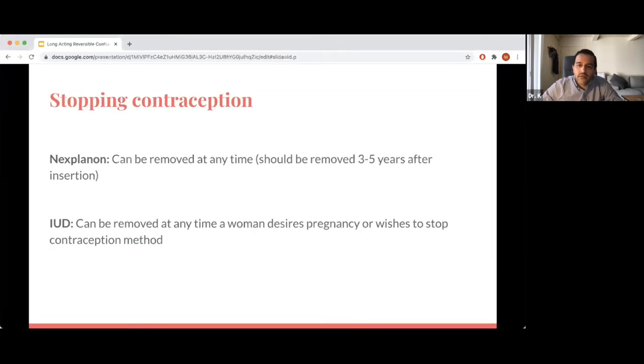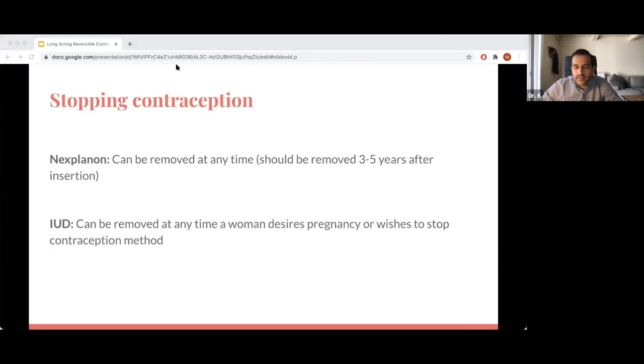Got it. So when you decide the time is done, you want to either get pregnant or try a different option potentially. I just wanted to include a slide about stopping contraception. So you can remove the Nexplanon at any time, but the brand maker usually recommends removing it after 3 years. One of the things that I was looking through, and what I'm thinking is a reason for this, is because you're actually introducing hormones into your body.